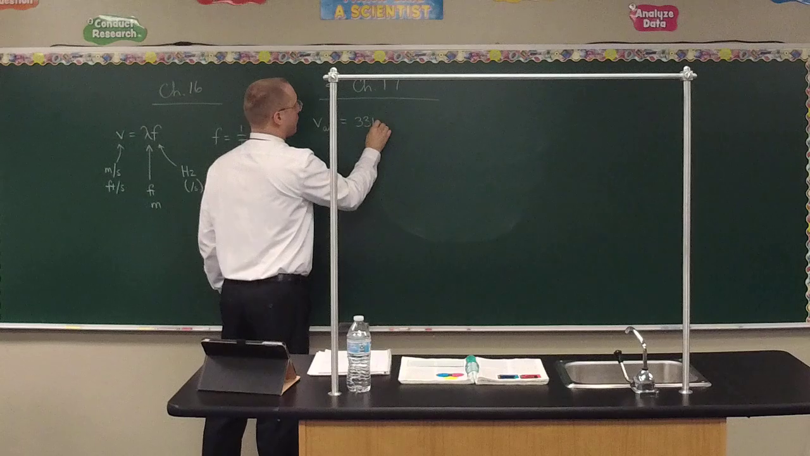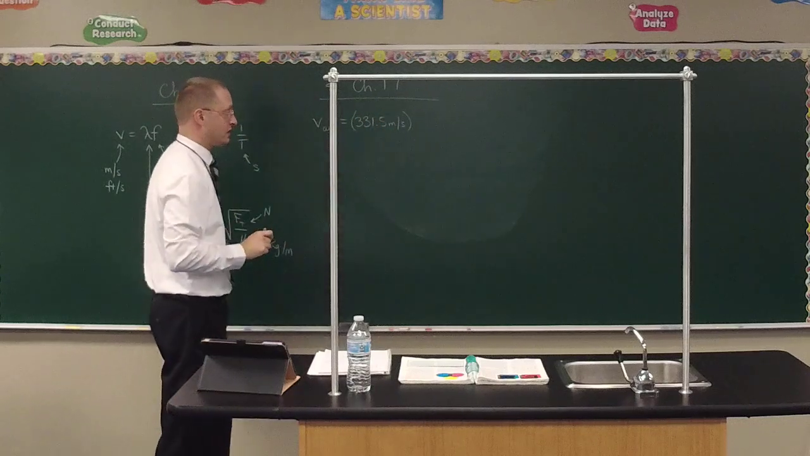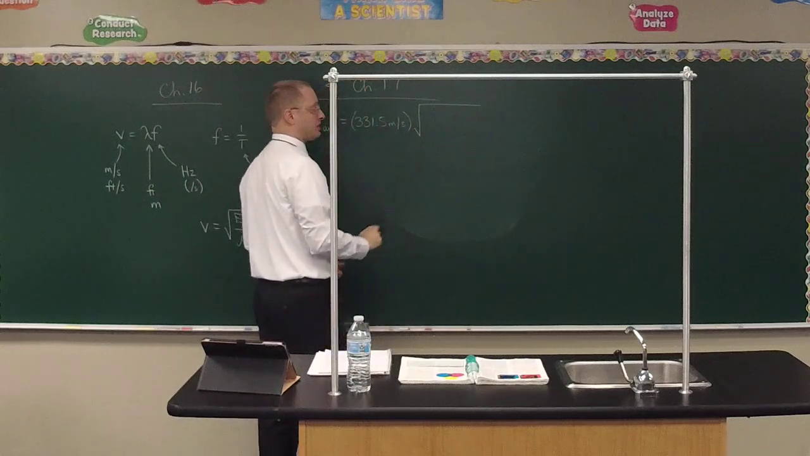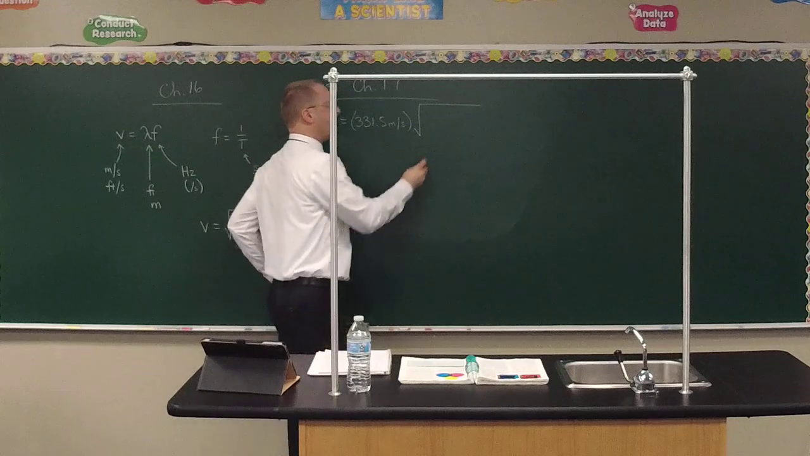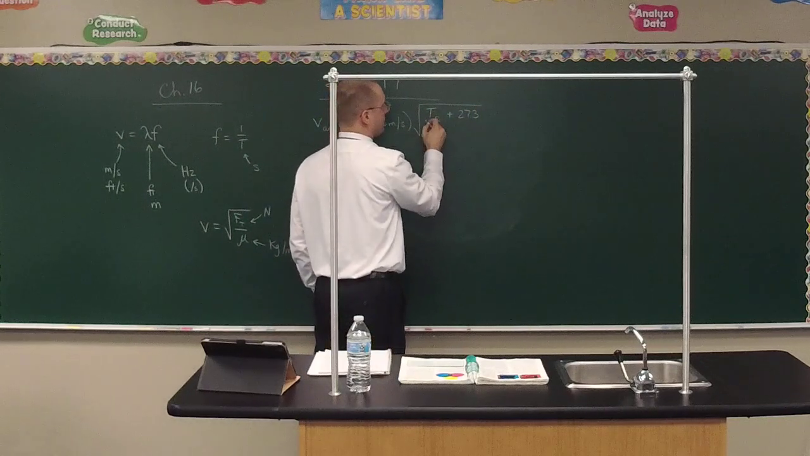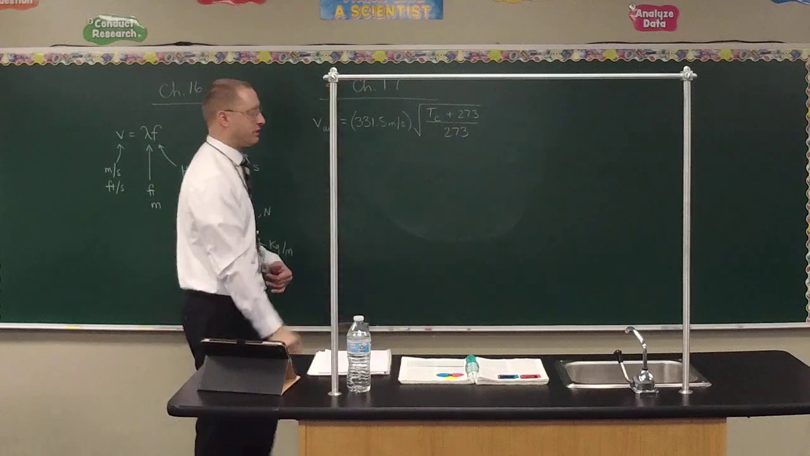Remember, it's 331.5 meters per second if it's 0 degrees Celsius. But if you increase or decrease the temperature in Celsius, the speed of sound changes, according to the square root of T sub C plus 273, so you get the Kelvin temperature, and then divide by the 273 to get the relative Kelvin temperature.